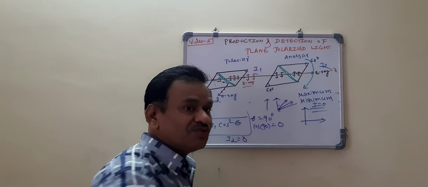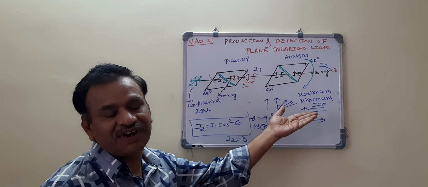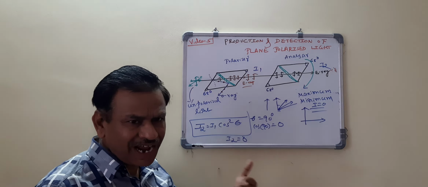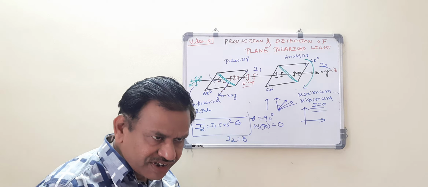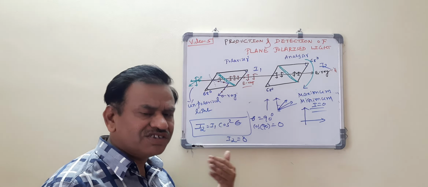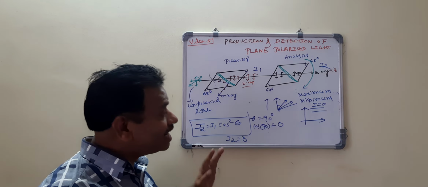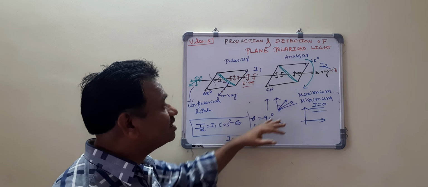Whether the incident light is plane polarized or not, that I can identify. I don't know what the incoming light is, whether it is plane polarized, circularly polarized, unpolarized, partially polarized, or elliptically polarized. That I can identify using this mechanism.